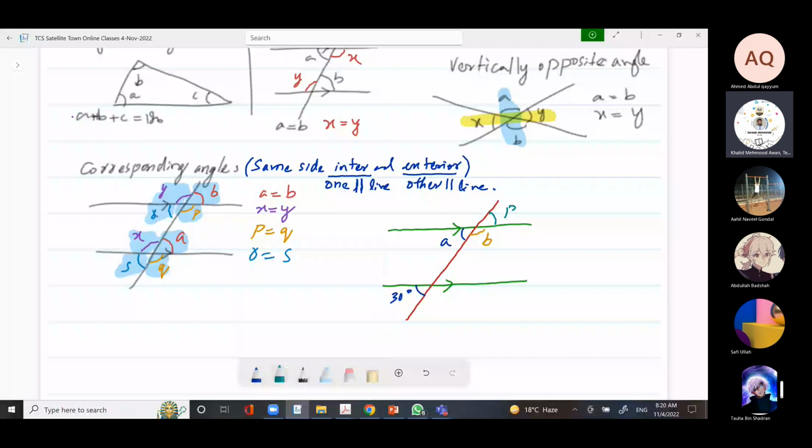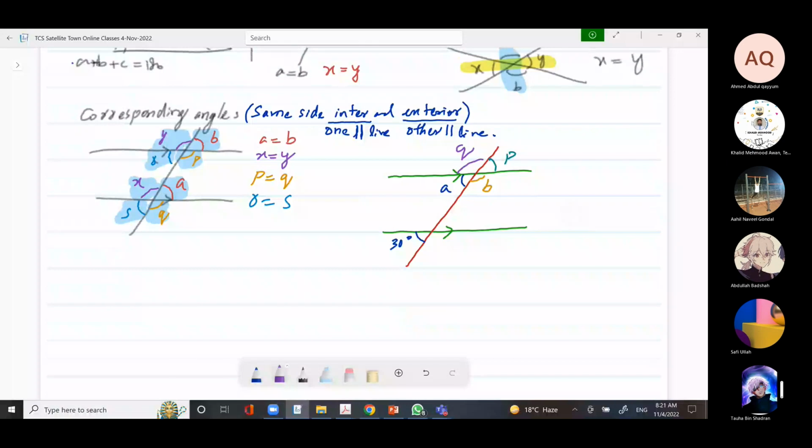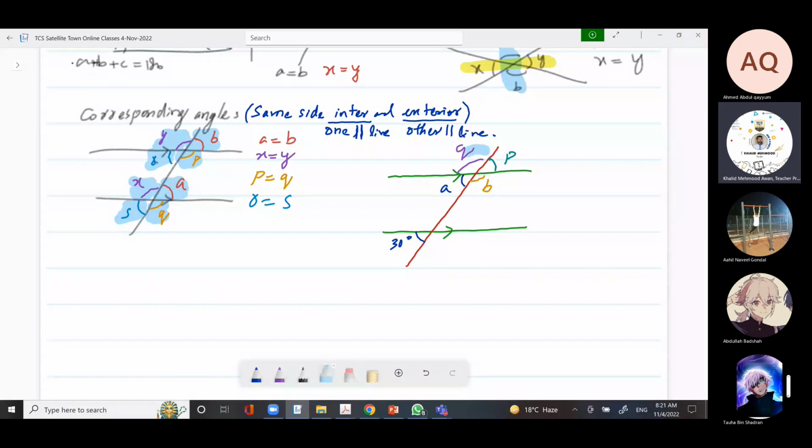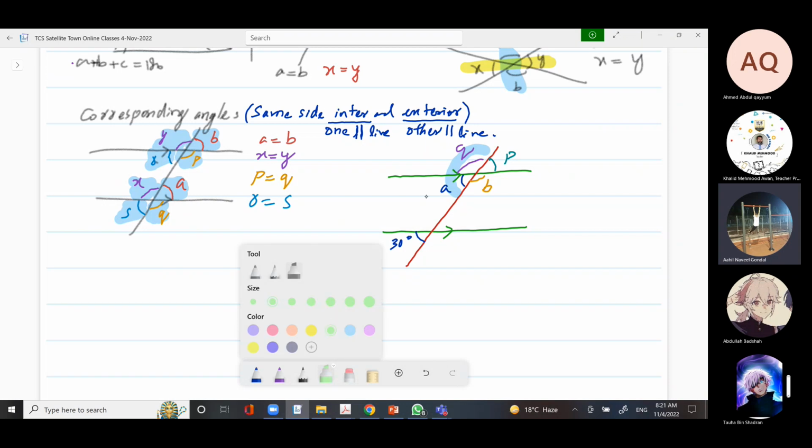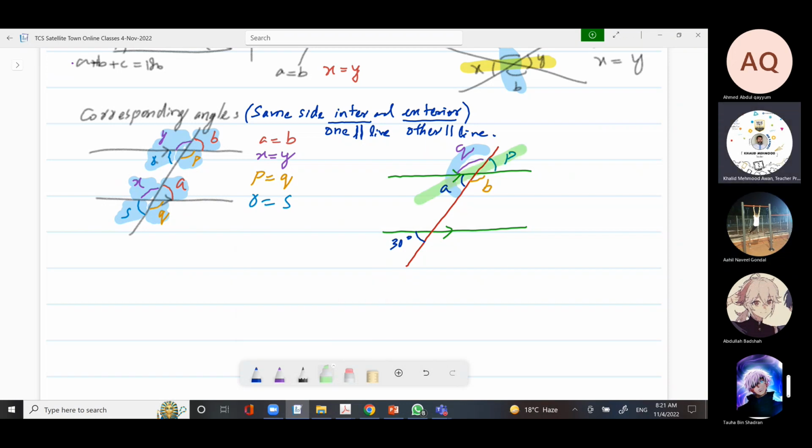So anyone tell me about A? What is A's value? Sir, A and Q are supplementary, and P and B are supplementary. Okay, Q and B are supplementary. You are right. A and P are vertically opposite, and B and Q are vertically opposite, and A and B are supplementary, and P and Q are supplementary. A and P are vertically opposite. Q and B are vertically opposite.